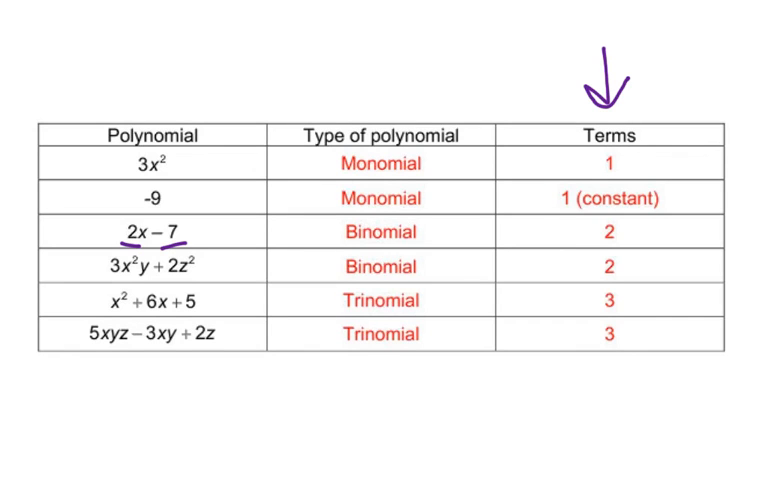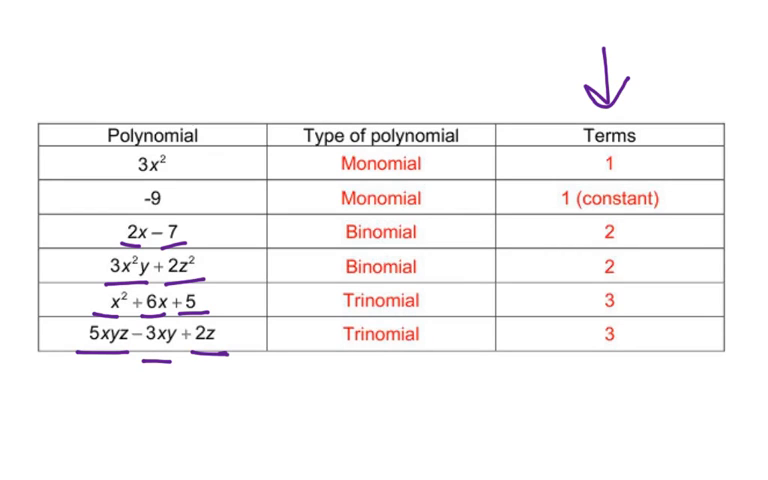2x minus 7 is two terms. 3x squared y plus 2z squared is two terms. x squared plus 6x plus 5 gives you three terms. 5xyz minus 3xy plus 2z gives you three terms.